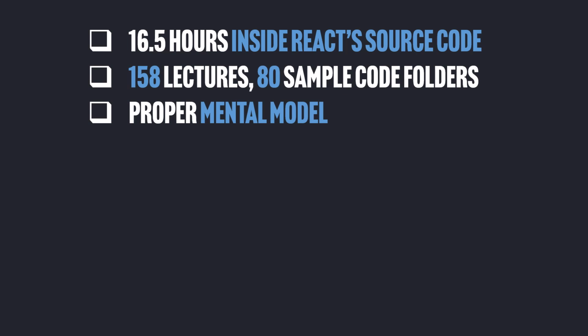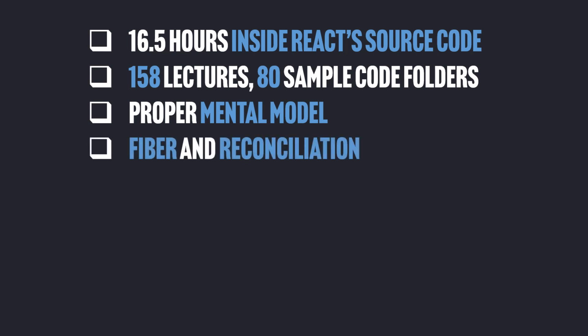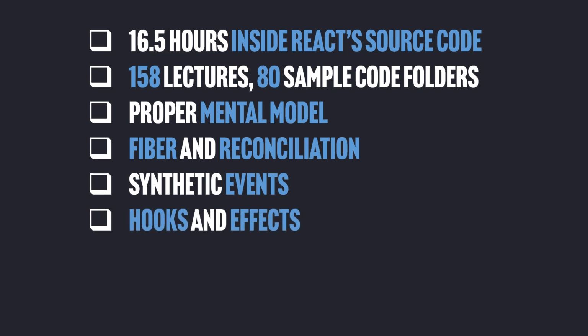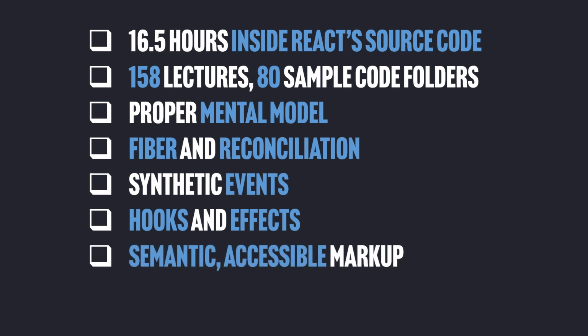We talk through the fiber trees and reconciliation, the event structure and how it actually works, synthetic events in React. We look at all the hooks. Where do they live inside React source code, inside the browser when they're running, and effects? How does this actually all happen? How does it tie in with the rendering structure in the fiber tree of React?